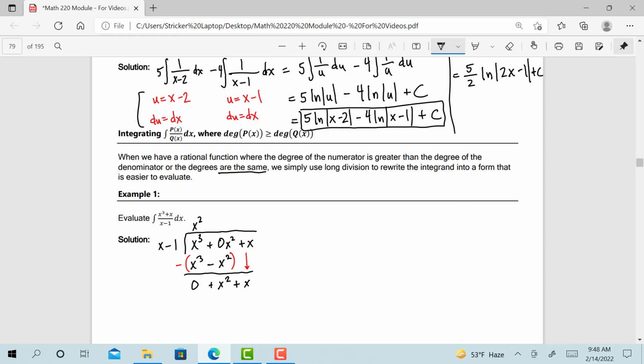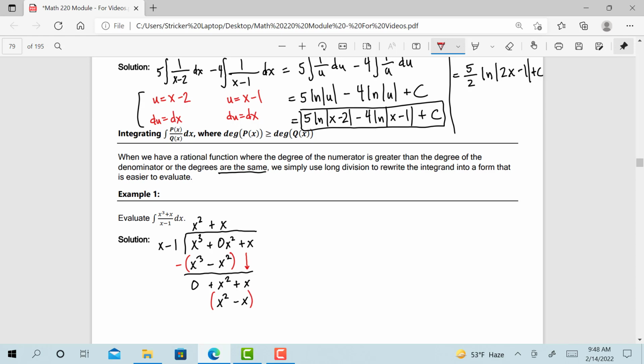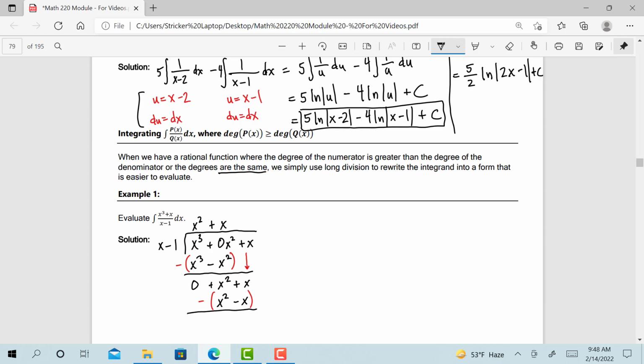Now we're going to go through this process again. x into x squared means we need an extra x. And now we distribute again. x times x is x squared, and x times negative 1 is going to be negative x. Again, we're going to subtract those two terms. When we do that, we have x squared minus x squared. Again, those cancel, leaving 0. And then we have x minus a negative x, or x plus x, which gives us 2x.